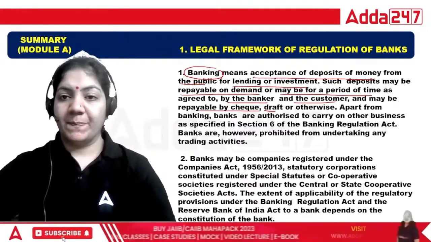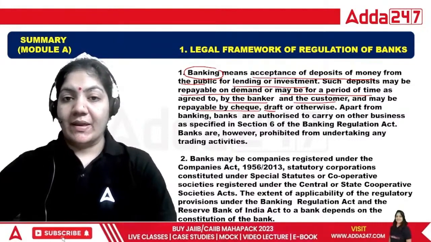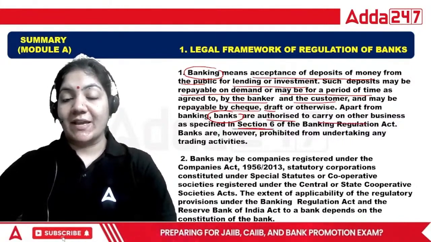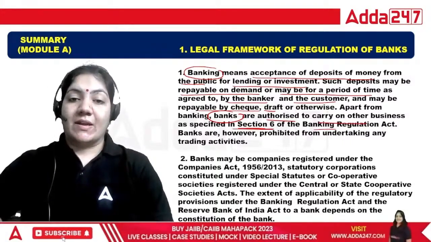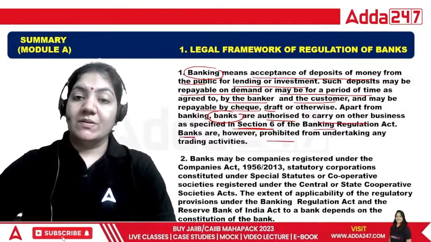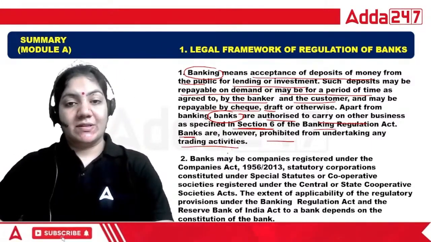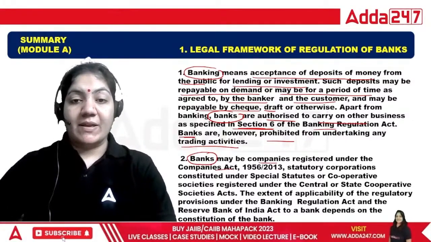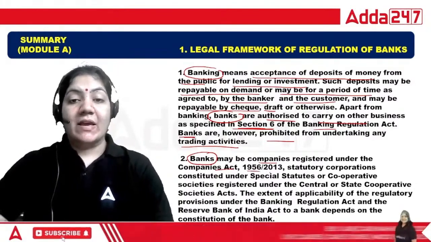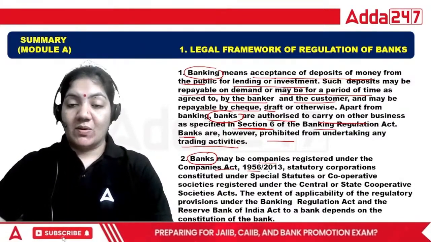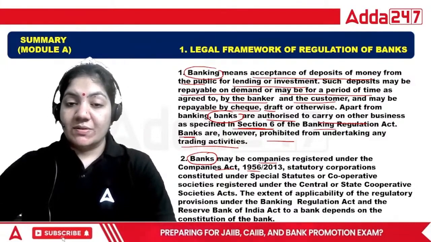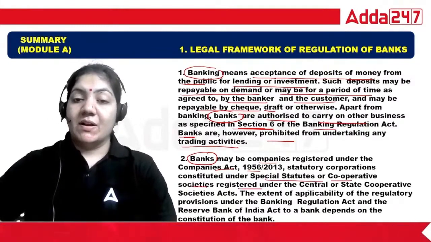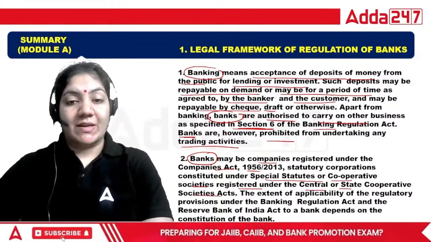This is important. Apart from banking, banks are authorized to carry on other business that is specified in Section 6 of the Banking Regulation Act, and the banks are prohibited from undertaking any trading activities. A bank may be a company registered under the Companies Act 1956, that is the old act, and 2013, that is the latest one. Okay, a statutory corporation constituted under a special statute, or a cooperative society registered under the Central and State Cooperative Societies Act.